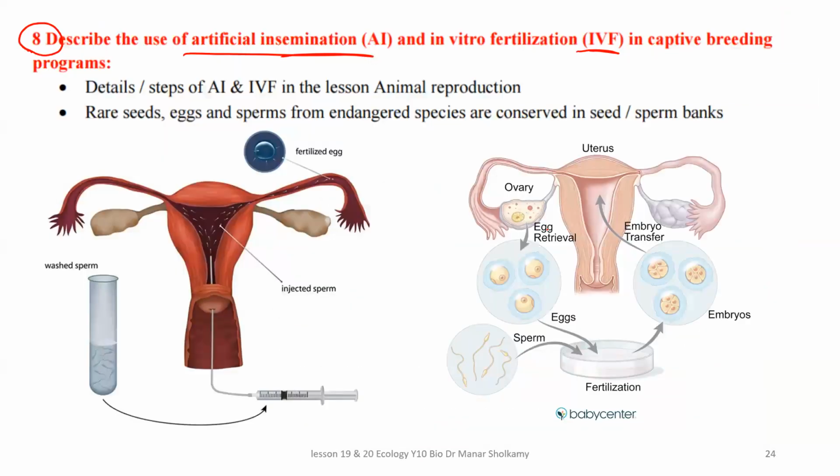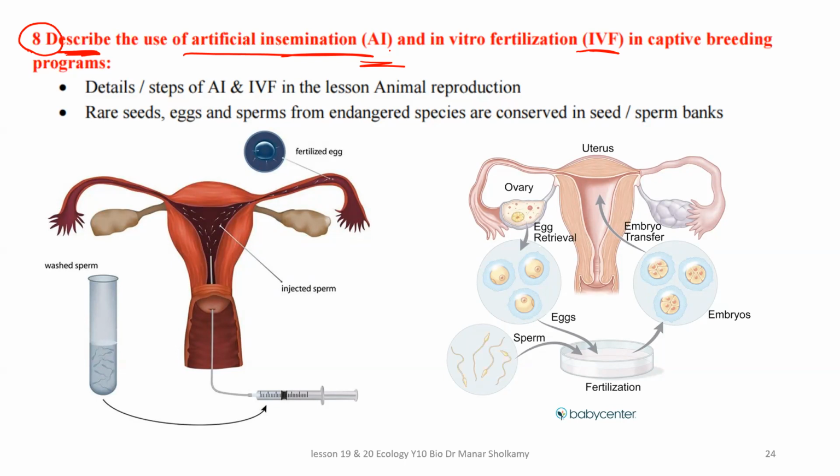Okay, so you have a clear objective that mentions these two terms. This means that you have to know them, and they say describe. Describe, not state. Every term has a meaning. Describe means elaborate. So you need to know those steps. You need to know them. We studied them in sexual reproduction. Now we do this with animals also, artificial selection.